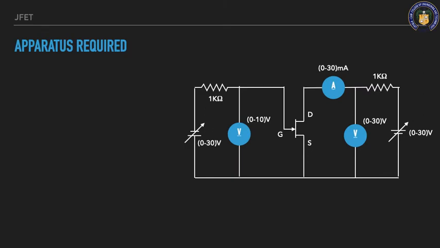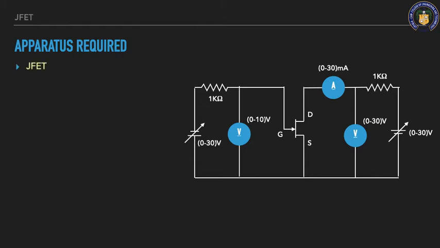So the JFET will be a three-terminal device, a gate, drain and source, in which we'll be having two voltmeters to measure the voltages and one ammeter. So the gate to source is connected with negative supply, that is reverse bias condition, and drain to source will be in forward bias condition.